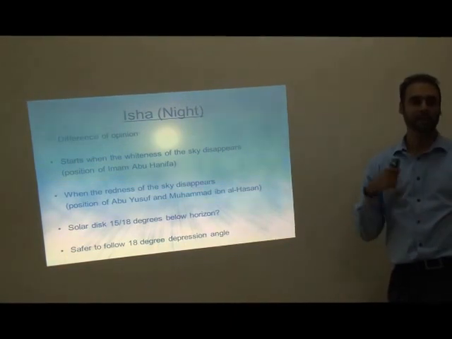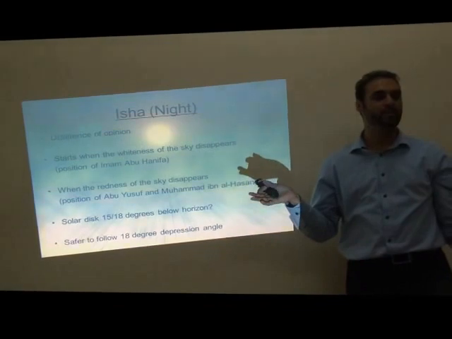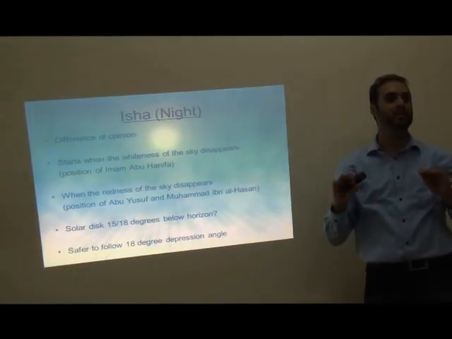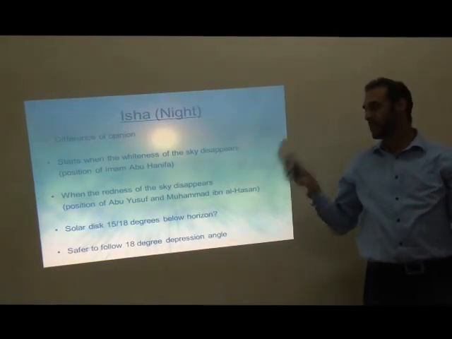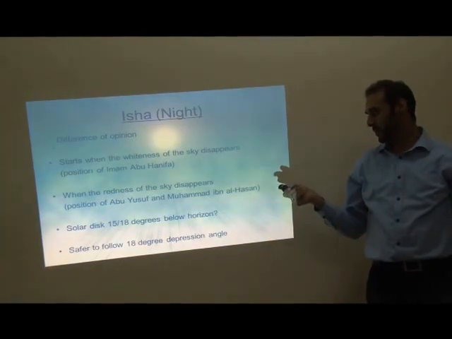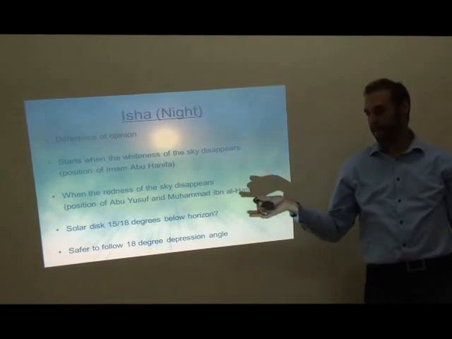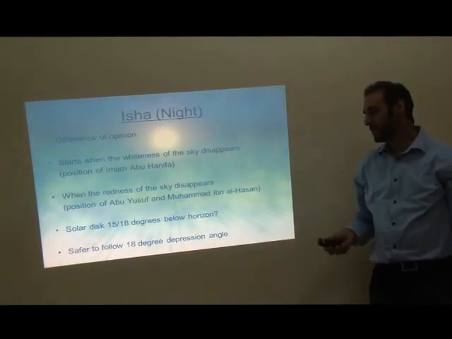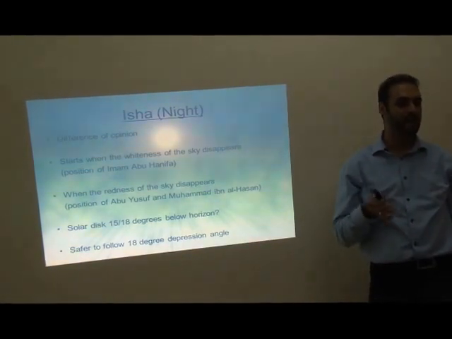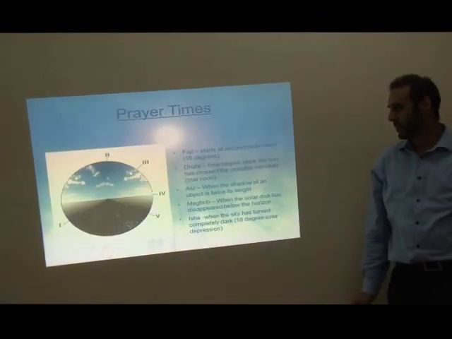Isha time, again there's a difference of opinion. It starts when the whiteness of the sky disappears. This is the opinion of Imam Abu Hanifa. The whiteness is the last light to disappear, when the sun is 18 degrees below the horizon. When the redness of the sky disappears, this is the opinion of the Sahibain, Abu Yusuf and Muhammad ibn al-Hasan, the solar disk 18 degrees below the horizon again. Yeah, it's a difference of opinion. It's safer to follow the 18 degrees, especially for northern climes like England, Canada, America, Russia, and we're going to talk about why it's safer to follow the 18-degree solar depression angle.